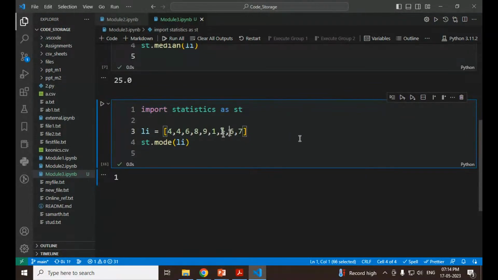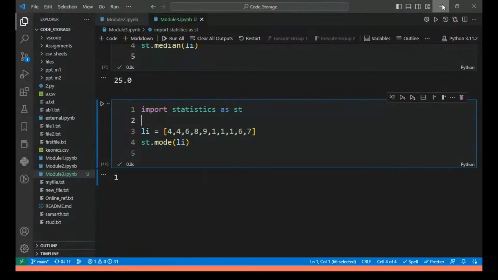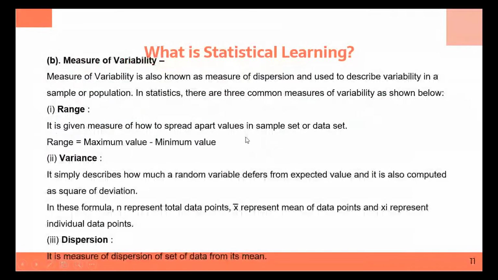So if I increase the 1, now 4 is 2 times, but 1 is 3 times. So now I am definitely expecting 1 itself as the answer. Got it? Okay. That's what the mode is all about.